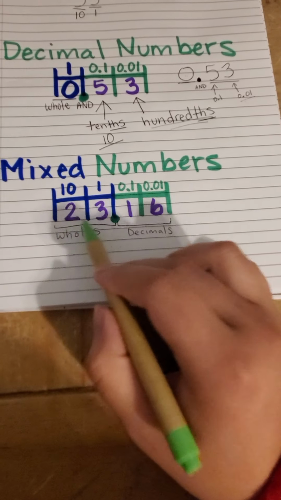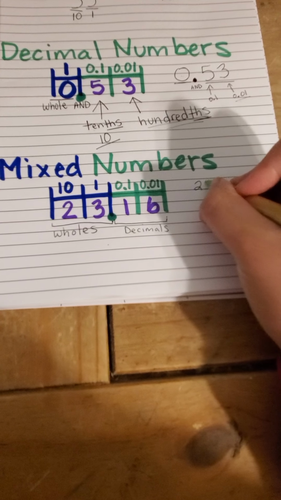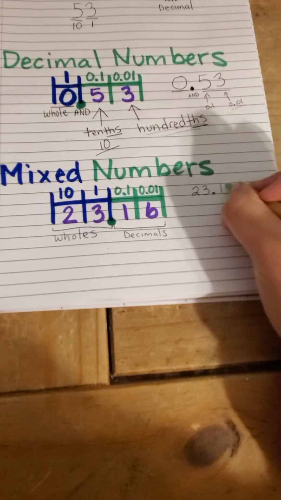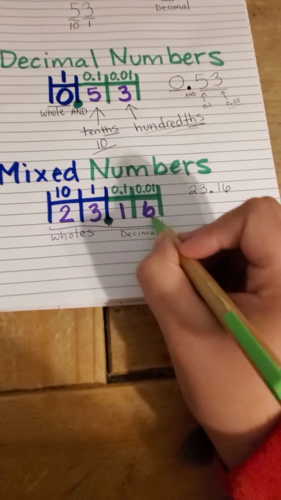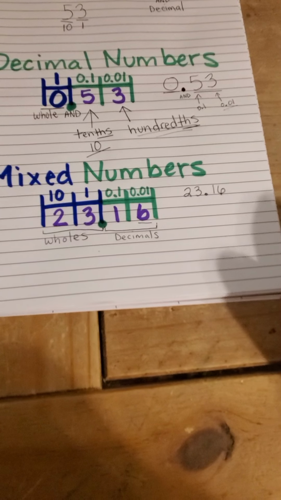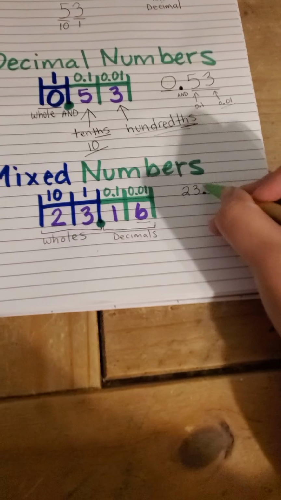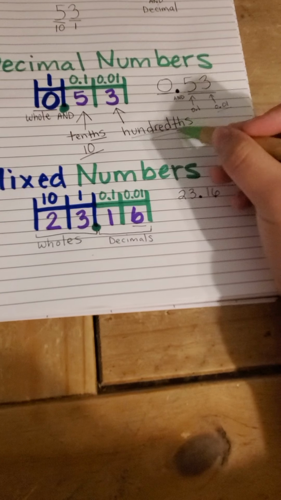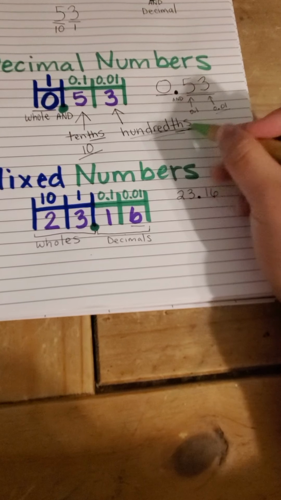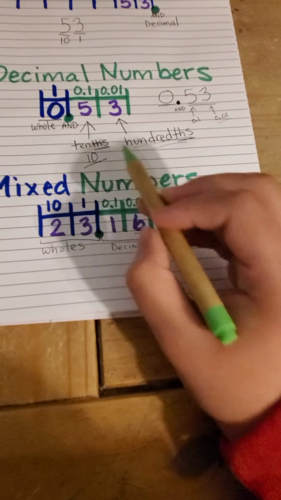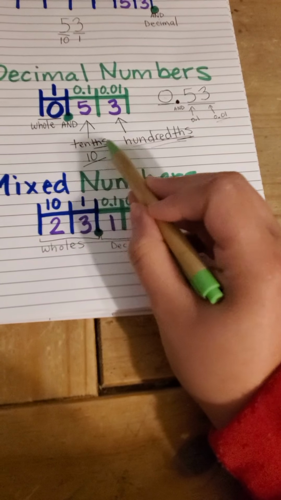So now my whole number is written 23 and 16. And since that ended in the hundredths place, I'm going to say hundredths here. So that's 23 and 16 hundredths with THS. That's what's going to tell you that you're in the decimals. Remember, once we're in the decimals, we add that THS.